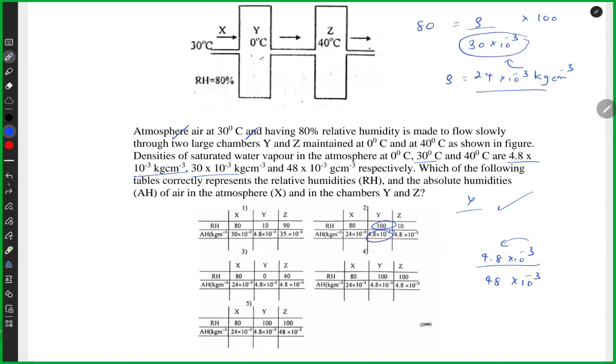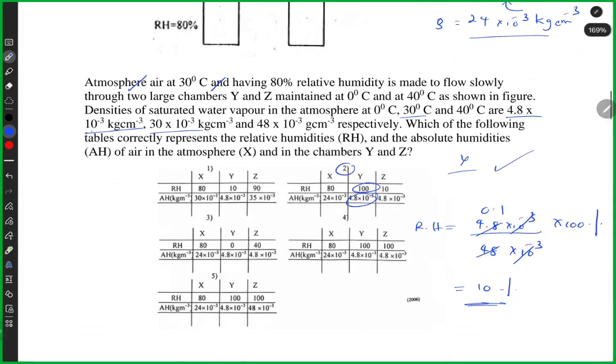Then if you divide rho by rho s and multiply by 100%, you get what? The relative humidity, which turns out to be 10%, right? So there we go. The answer then is the second one. Is everybody clear with this? Yeah, sir, it's clear. Very good. Okay.